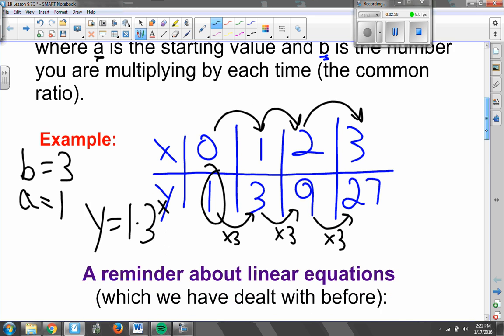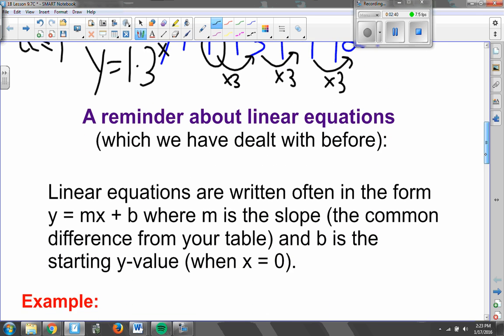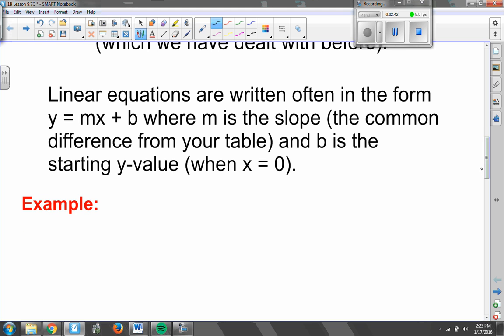All right, another quick reminder about linear equations, which we should all have seen before. Most often they are written in this form, y equals mx plus b. We should be familiar with that form of a linear equation. M is the slope, the common difference that you find in your table from doing your subtracting. And b is the starting y value when x equals 0.